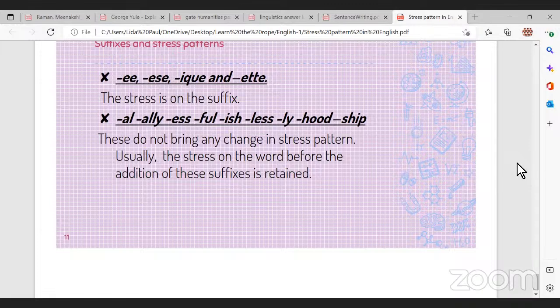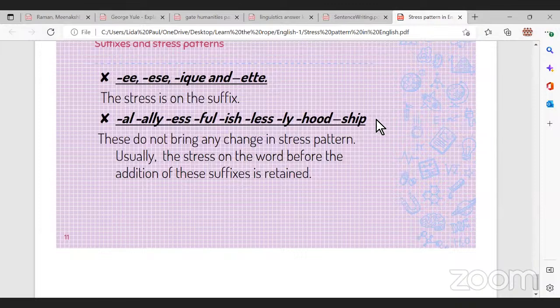Usefulness. That has three syllables. -Ness also does not bring any change. You can add more to this list actually. You can add -ness, you can add -ment. This may not be a full list, just to give you an example that they don't bring about any change. Even -ness does not change the stress. That's also a neutral suffix. Usefulness, again -fulness, does not bring about any change.